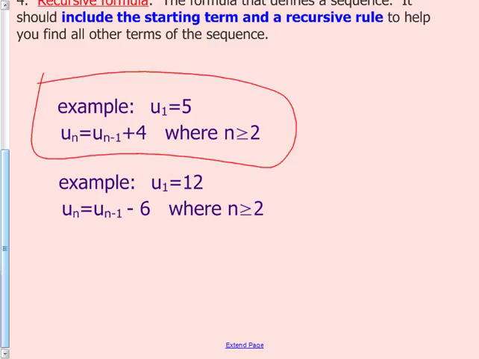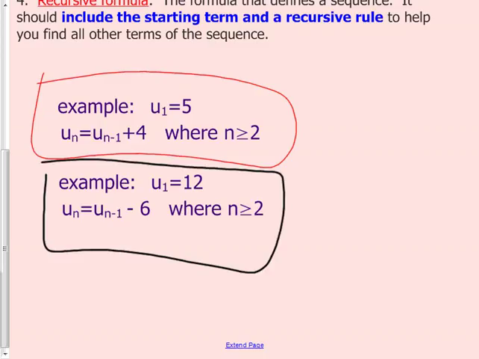This is one, and this is a separate one. All right, just look at that for a second. When it says U1 equals 5, it's hard to know exactly what they're talking about there. And then it says UN equals UN minus 1 plus 4. Extremely complicated looking. So let me try to make this simpler for you.